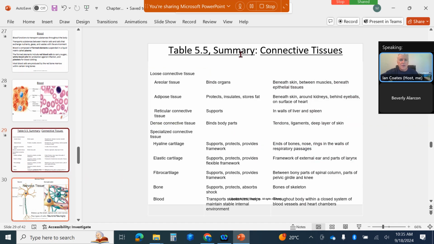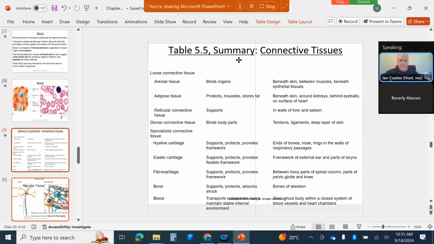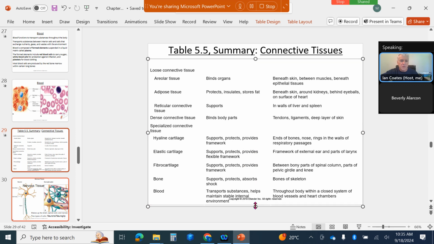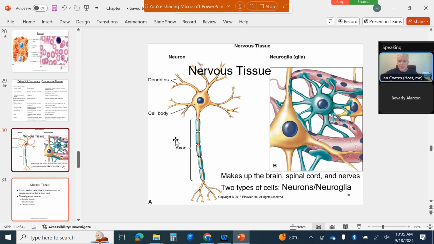Just a little summary here of connective tissue. You guys can have a look at this and use it as a guide. There might be a question or two that comes from this. There's your areolar tissue, adipose tissue, reticular connective, dense connective, specialized connective, and then all these ones in here. Okay, moving on into nervous.